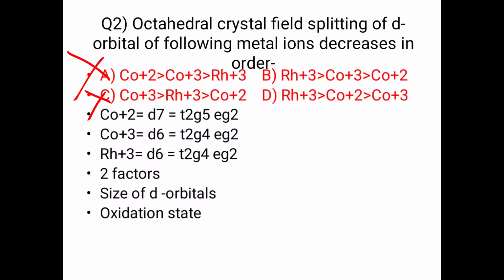Now to differentiate between B and D, the second factor comes in, that is the oxidation state, which tells us that the one having +3 or a higher oxidation state splits to a larger extent than +2. That means the larger one splits higher. So from this you come to know that cobalt +3 splits more as compared to cobalt +2, indicating that the answer is option B.